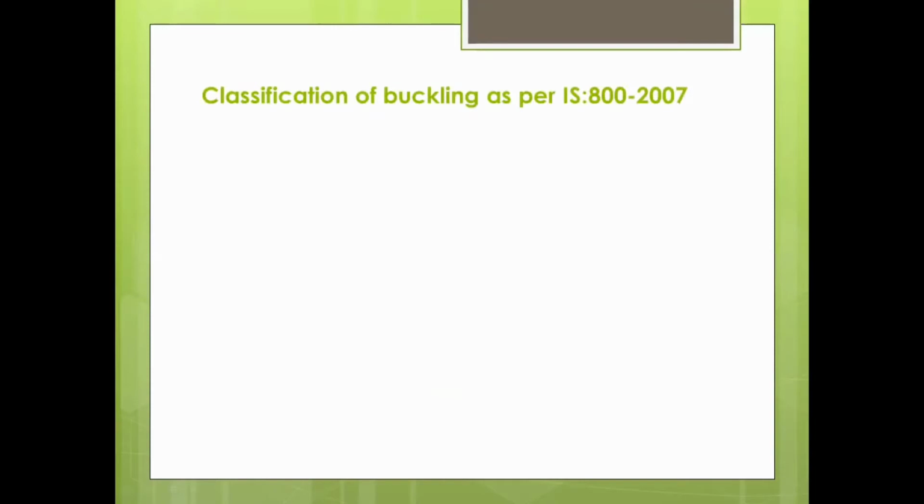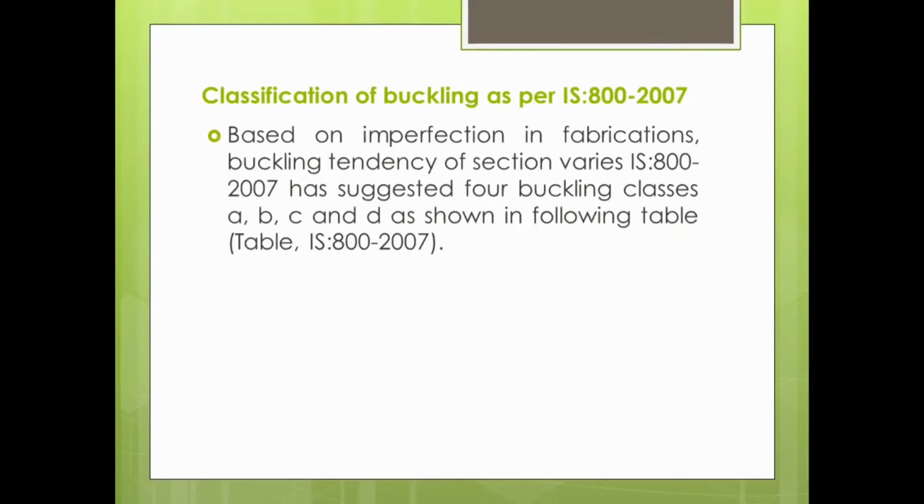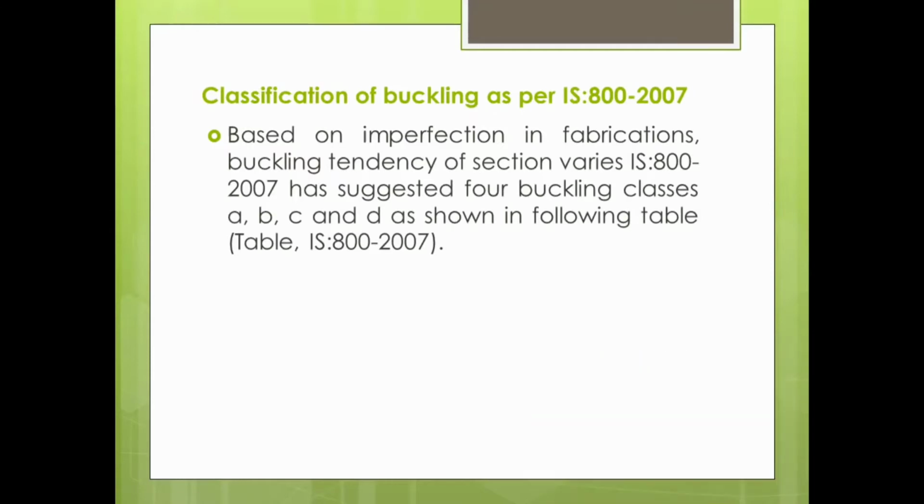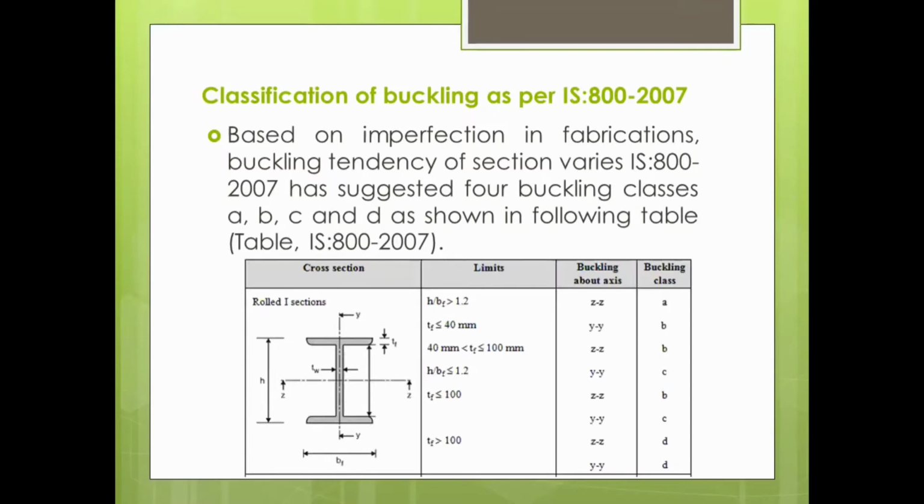Classification of buckling as per IS 800-2007. Based on imperfection in fabrications, buckling tendency of a section varies. So IS 800-2007 has suggested 4 buckling classes A, B, C, and D, as shown in the figure and in the following table, which is again from IS 800-2007. For different sections, we shall see which category of buckling class these sections fall into.